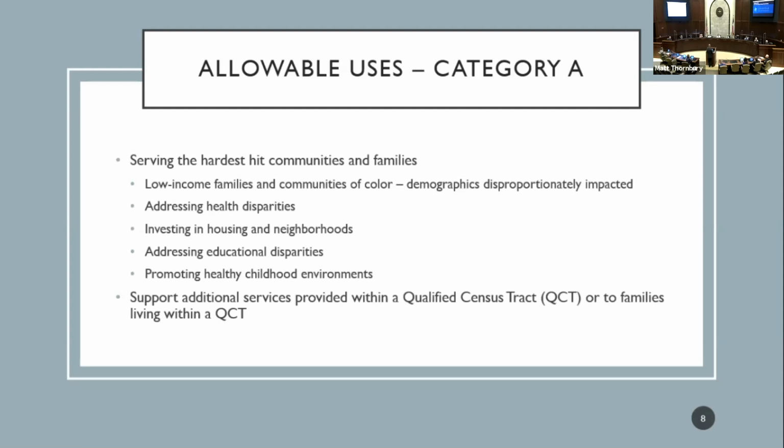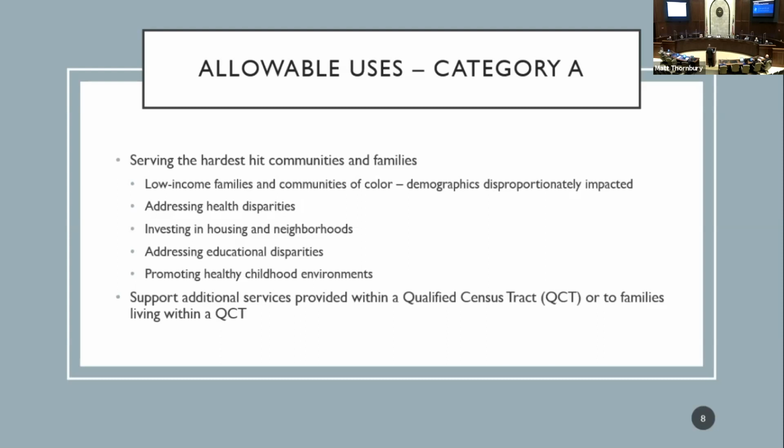Serving the hardest hit communities, I think, was a focus of the American Rescue Plan, and intended uses or the spirit of the stimulus is to provide support for those that were hardest hit by the pandemic. That would include low-income families and communities of color. Those demographics have been disproportionately impacted, and you can see that language over and over and throughout the American Rescue Plan, the interim final report.